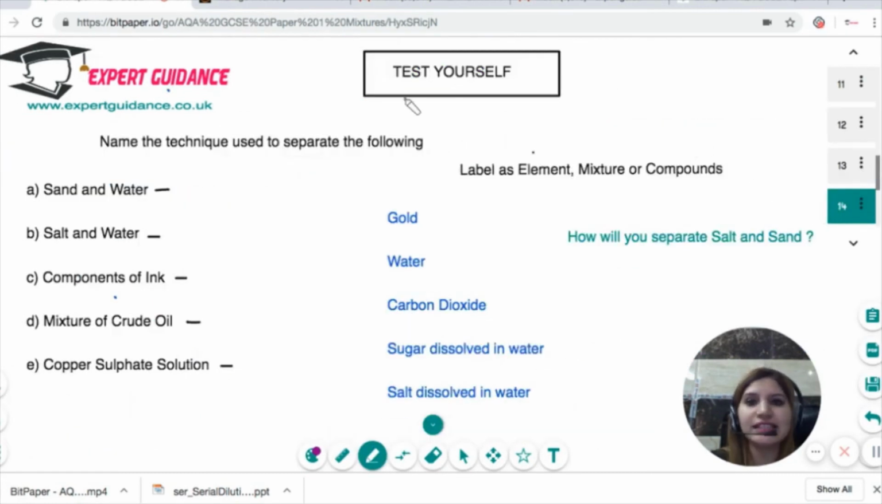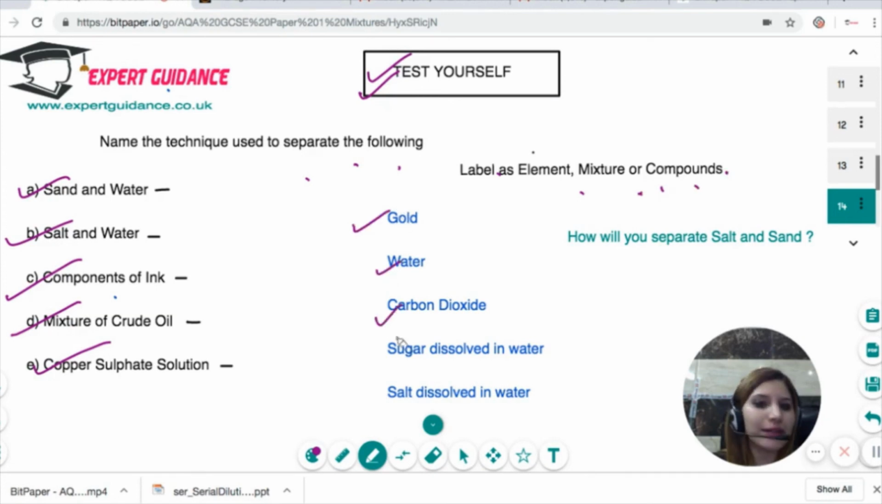Now let's test yourself. You should name the technique used to separate the following: sand and water, salt and water, components of ink, mixtures of crude oil, and a copper sulfate solution. And then you have to label these as element, mixture, or compound: gold, water, carbon dioxide, sugar dissolved in water, and salt dissolved in water. And next is, how will you separate salt and sand? Okay, so you can pause the video and have a go at these answers.